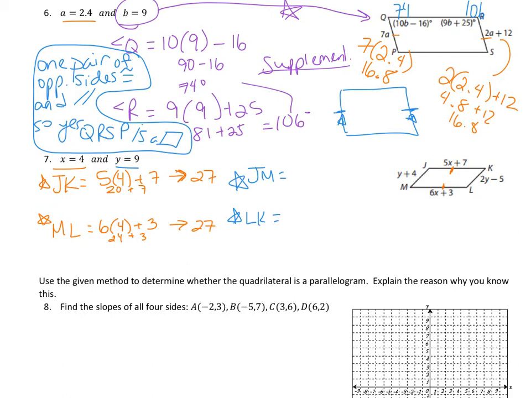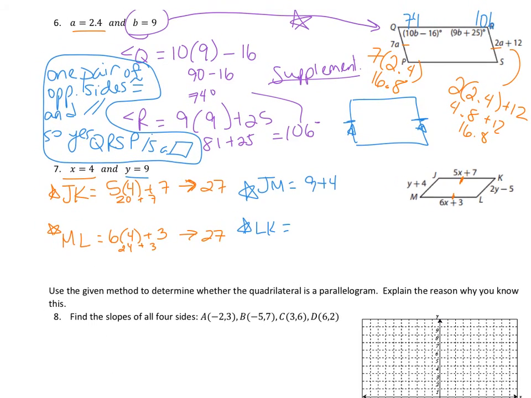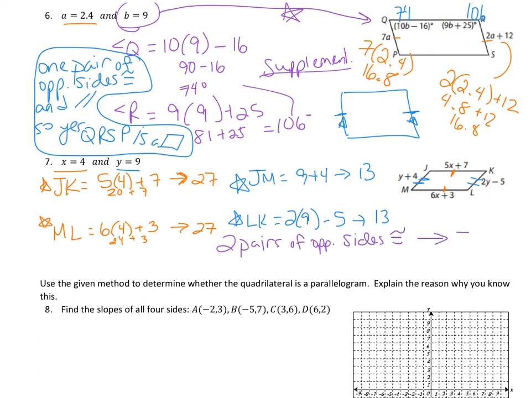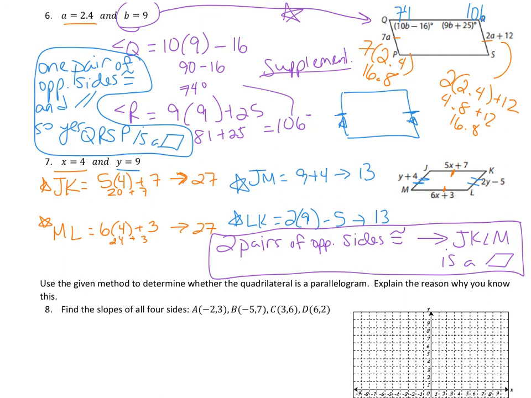Once you put those in, you should realize that we've got 9 plus 4, and we also have 2 times 9 minus 5. So both of these come out as 13. So we have another set of opposite sides that are congruent to each other. Since we have two pairs of opposite sides that are congruent, this implies that yes, JKLM is a parallelogram.